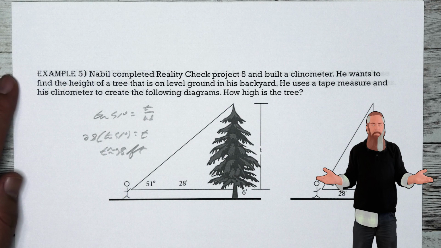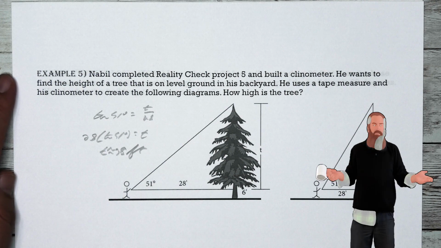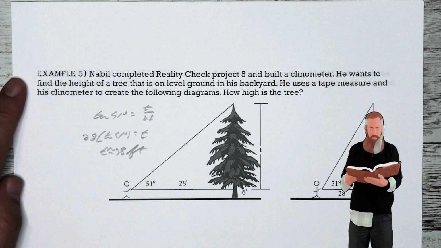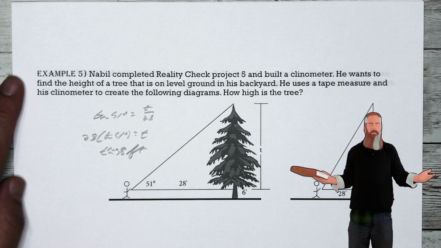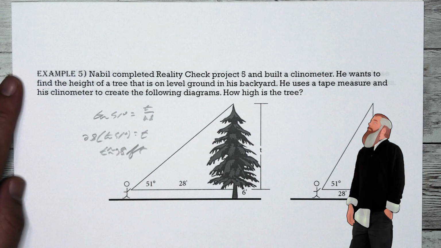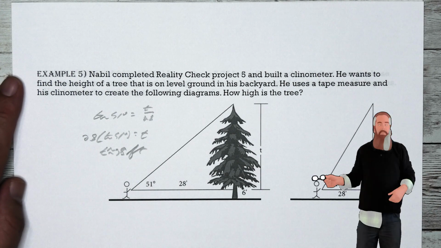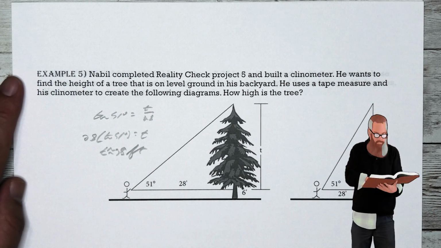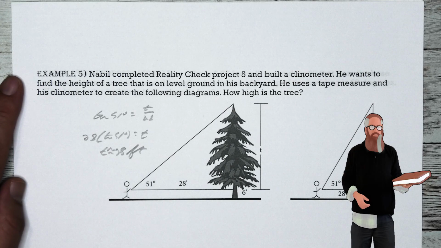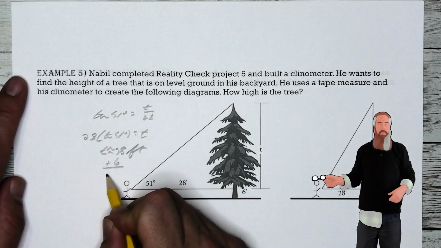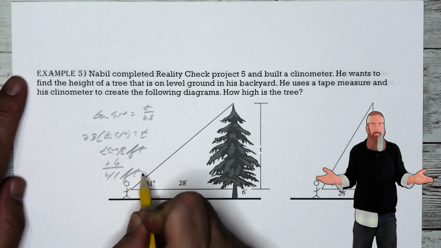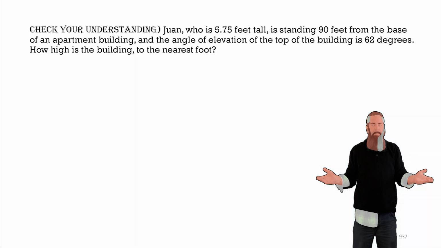He then had his sister mark the tree at the point where the clinometer shows an angle of elevation of 0 degrees. He measured the distance on the ground to the mark on the tree. This is about 6 feet, which is approximately Nabil's height. So Nabil added 6 feet to 35 feet to get a 41-foot tall tree. Let's check our understanding here.